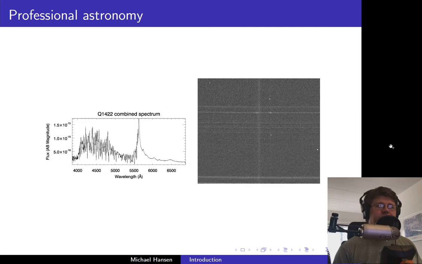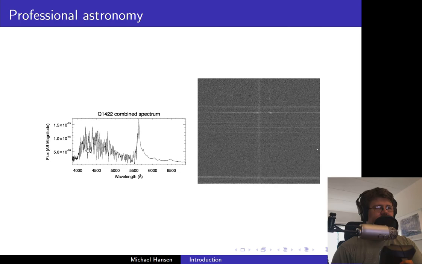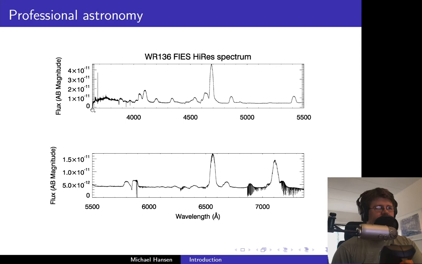All right, and here we have a different kind of spectrometry. This is the FIRS high-res spectrum. I'm not going to go into the technical details about how you actually make a high-res spectrum of this and how you get it out like this. But as you can see, this is from a Wolf-Rayet star called WR136. And compared to this one, it is okay detail. It goes from 4,000 roughly to 7,000 or 6,800, something like that. This one goes from, I think it must be 2,500 all the way up to 8,000 or 9,000 angstrom in wavelength.